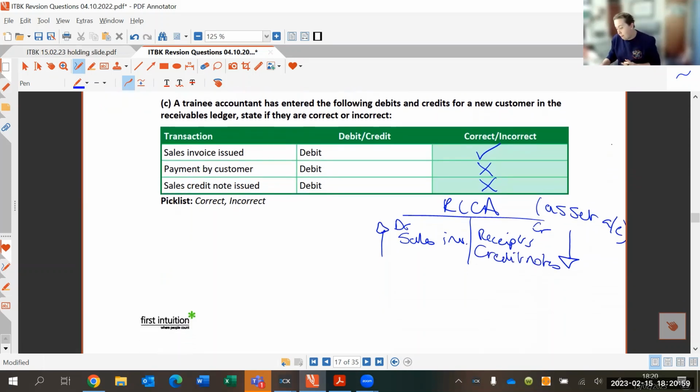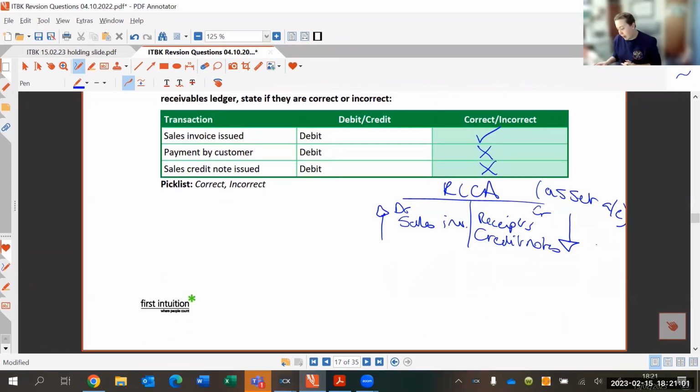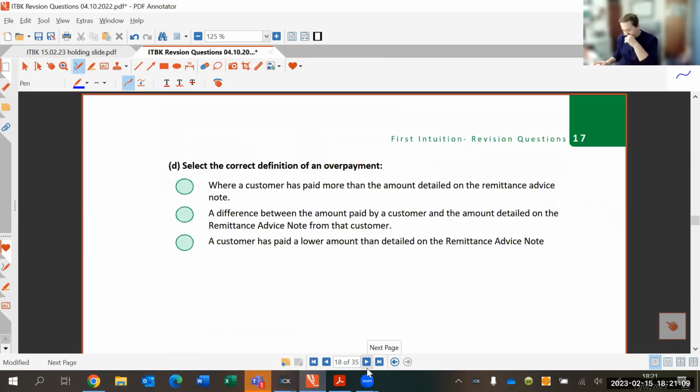So just got one more to have a look at. Oh, let me just, where's my mouse gone? There we go. I'll get onto the next page, but it won't let me. Do it that way. There we go.